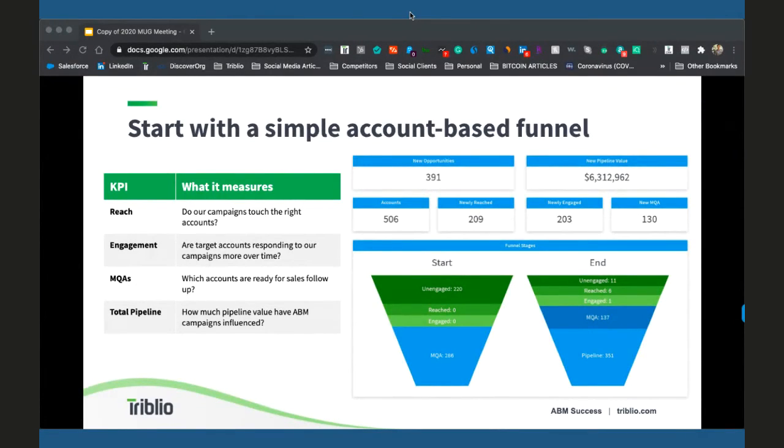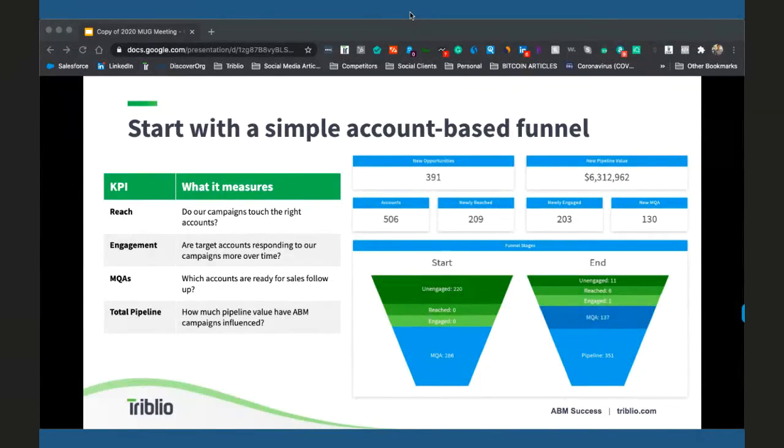We tend to look at unengaged to engaged, unengaged to reached accounts, and then reached to engaged, and engaged to MQA, and then MQA to pipeline. And so these are the various definitions of those different stages. But at the end of the day, you're looking for how much pipeline value your ABM campaigns are influencing, and being able to track that more easily.